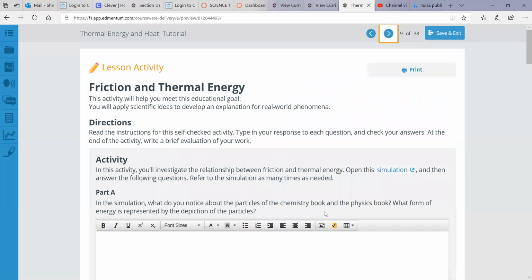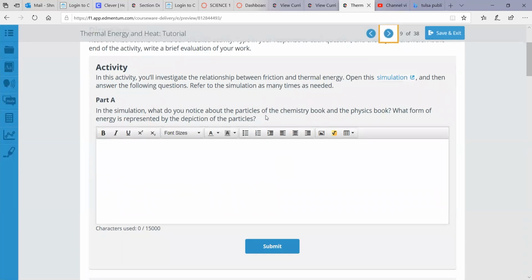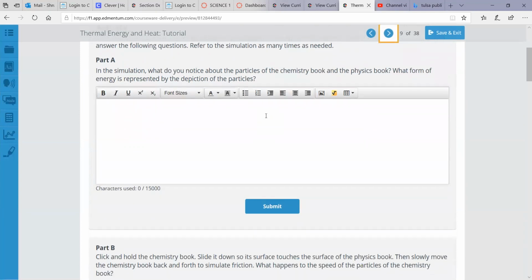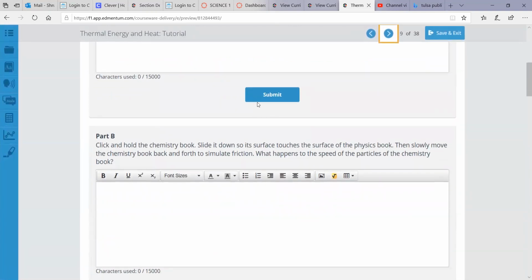And how we do that, we can look at this lesson activity. You'll investigate the relationship between friction and thermal energy through a simulation. In the simulation, what do you notice about the particles of the chemistry book and the physics book? What form of energy is represented by the depiction of the particles? So you're given books, slide it down so its surface touches the surface of the physics book, then slowly move the chemistry book back and forth to simulate friction. What happens to the speed of the particles of the chemistry book?